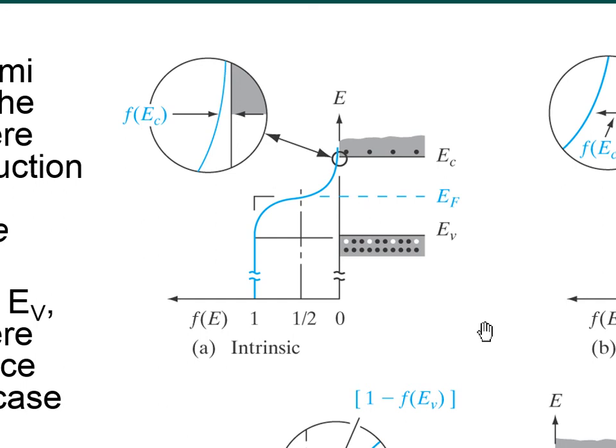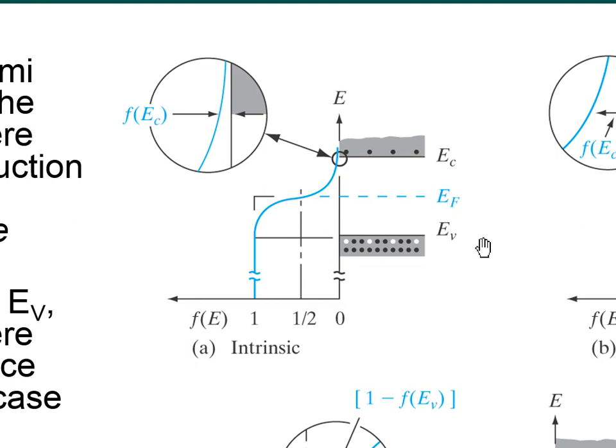Now, one of the things that I mentioned was that the Fermi function is not a sharp drop-off. It's a gradual drop-off from 100% probability to a 0% probability. So when EC and EV, there's not a large distance between EC and EF. There's not a large distance between EF and EV. What that means is that at EC, we are going to have a small but non-zero probability that the state is filled.